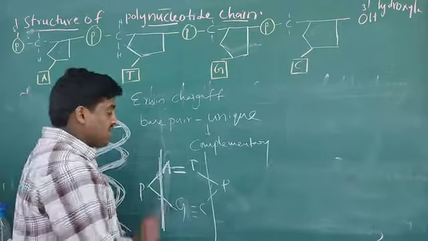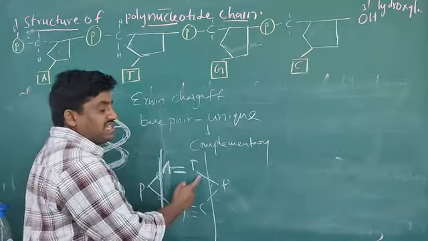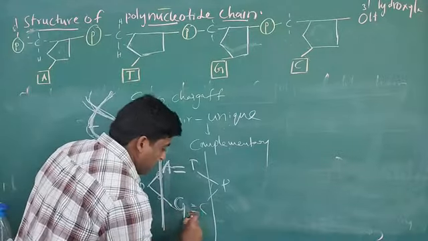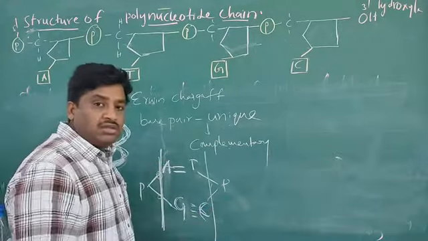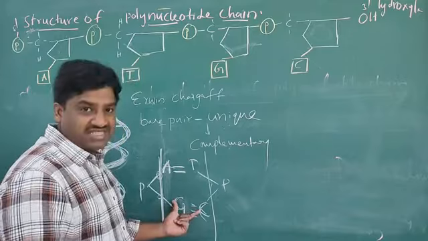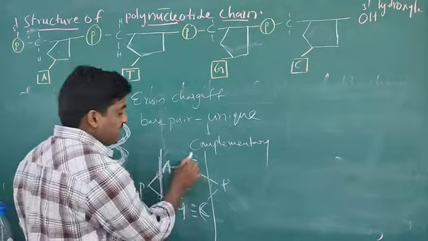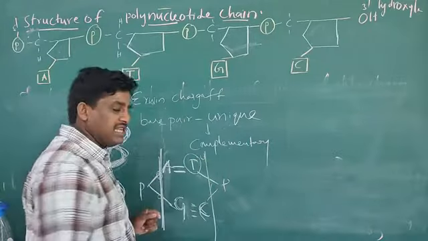Complementarity means adenine is always bonded with thymine. That's what we call complementarity. Guanine is always bonded with cytosine. So that's why this is the complementary strand. It is unique, except in RNA. In the thymine place, what is present? Uracil is present.